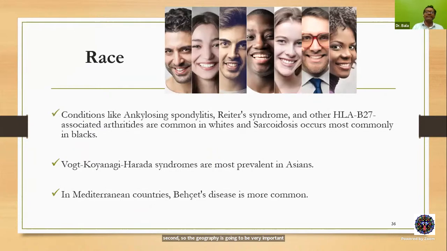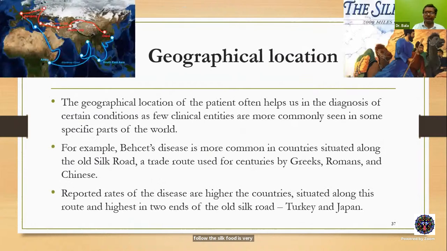Race is also important. As we said in the earlier slide, we have already discussed that ankylosing spondylitis, Reiter's, or other variants are common in the white population, whereas blacks have a predisposition to get an aggressive form of sarcoidosis. In the Asian population, including the Japanese, Vogt-Koyanagi-Harada is very common and behaves differently compared to non-Asians. You will understand that the treatment protocol is a little different on when to start immunosuppressives in the Japanese population compared to the US population. In Mediterranean countries, Behcet's, which has a tendency to follow the silk route, is very common. So the geographical location is also important.